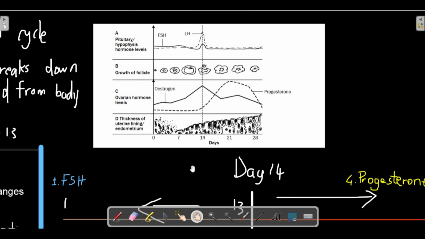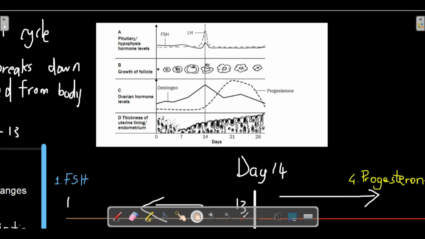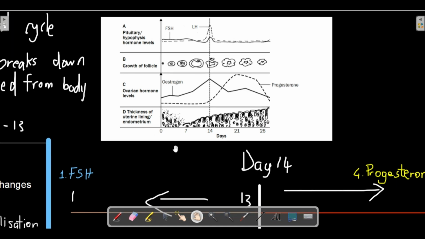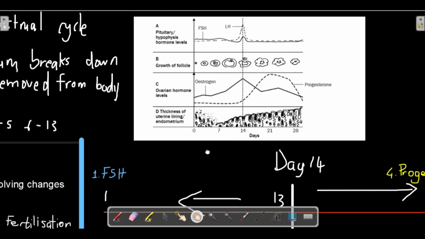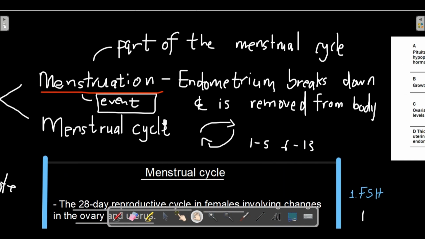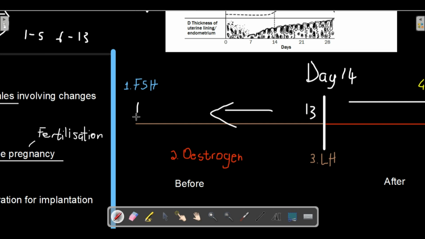Now, we're saying that during the first days, I'm not going to be specific about day 1 to day 8 or day 2 to day 5. You just have to know that the beginning of the menstrual cycle starts with menstruation occurring. So it starts with the endometrium breaking down. That's what we see. If this is our timeline, we see menstruation as the first event that occurs on day 1.